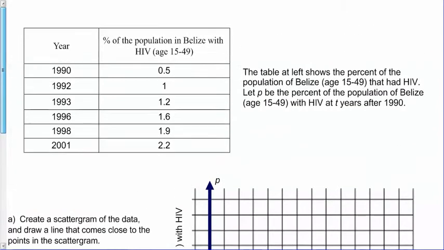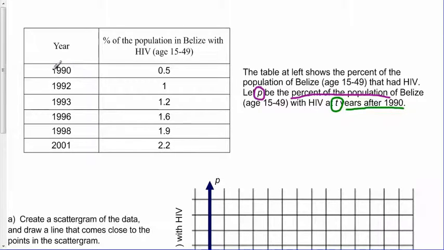Okay, so let's see how they've given us all the information we're going to need to work with this. Pay close attention to the words. Don't just jump too quickly to the numbers. Notice here they're telling us what variables to use. Let P be the percent of the population of Belize age 15 to 49 with HIV. And then they're telling us to let T be the years after 1990.